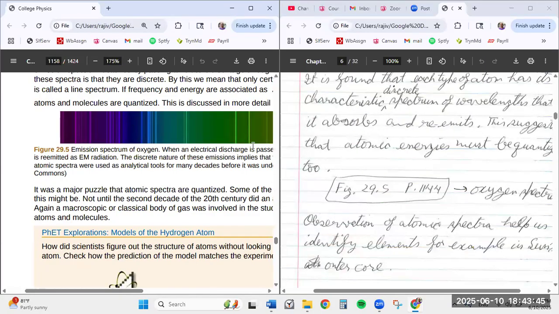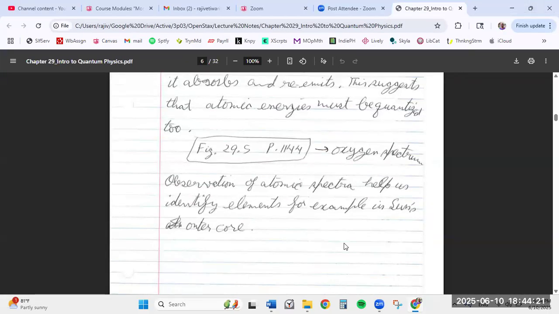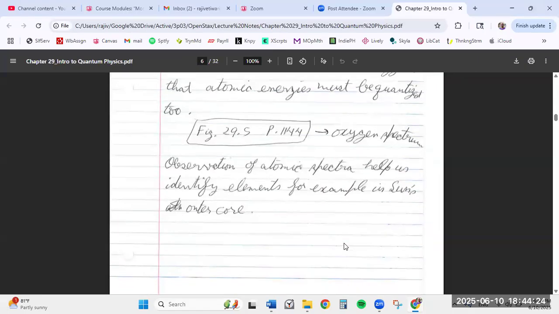And because of the characteristic nature of this discrete energy, the atomic spectrum can be seen as a signature of a specific atom. So if you're given a spectrum of this kind, you should be able to figure out what is the atom involved here, because each atom has its own specific signature spectrum. So observation of atomic spectra helps us identify elements.